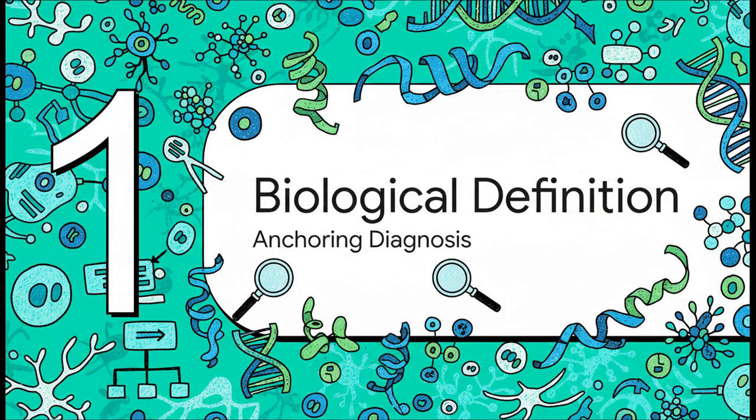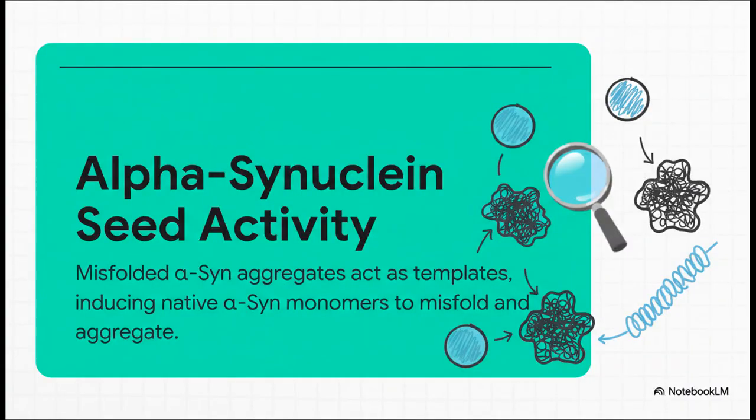All right, let's begin with Section 1, the new biological framework that underpins everything else in this guideline. The central principle that makes these new assays possible is the direct detection of alpha-synuclein seeding activity. This is essentially a prion-like pathogenic mechanism. Pathological aggregates act as a template, forcing the misfolding of native monomers. It's this exact process of amplification that we now leverage for diagnosis.